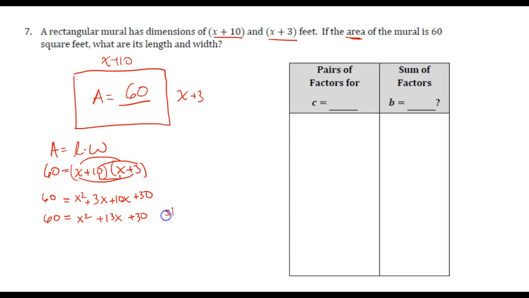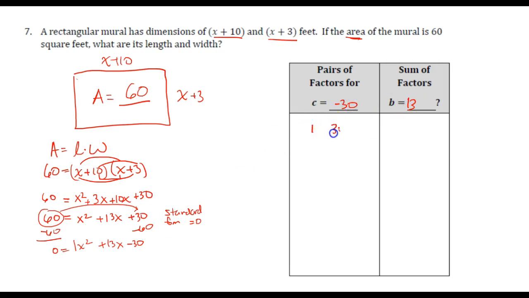Now, of course, I want to put it in standard form, right? So I'm going to make one side equal to 0. 60, let's move you over here. What's the opposite of a positive 60? Negative 60. So now one side is equal to 0, x squared plus 13x minus 30. Go ahead and list out your factors. So there's my a, my b value, which is 13, my c value, which is negative 30.